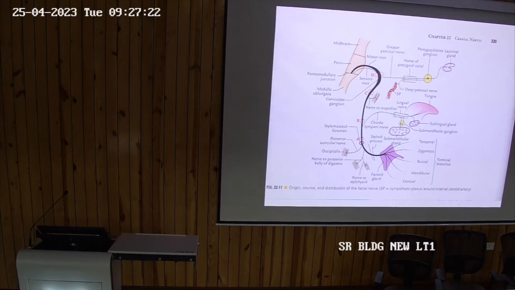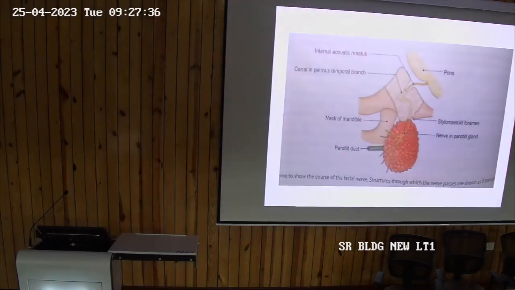The petrous part of temporal bone has another bony canal, and that is called facial canal. Now look at this part. This is the pons, and that is the internal acoustic meatus. So the nerve enters into the internal acoustic meatus, then passes into the petrous part of temporal bone, and this canal is called facial canal.